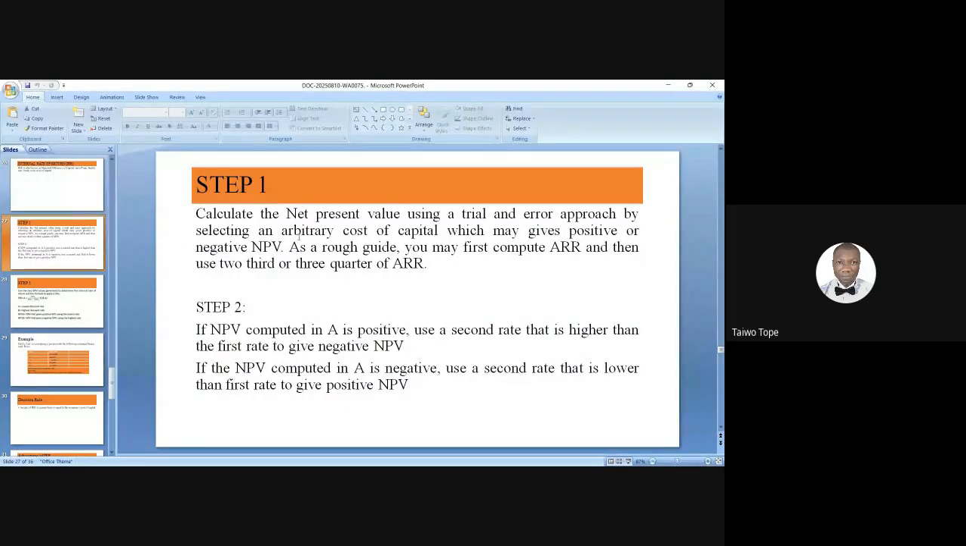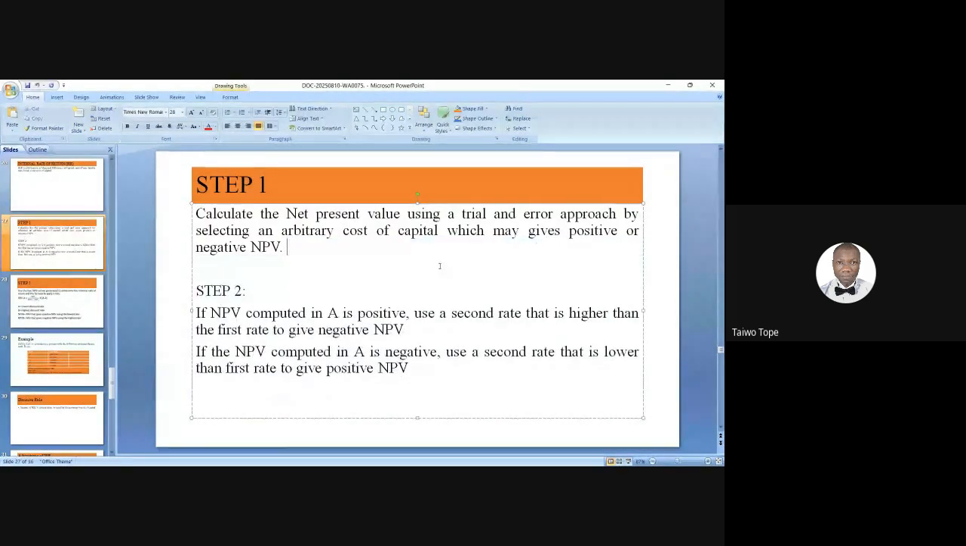Yes, which may give a positive or negative NPV. So step 2 is, if NPV computed in A is positive, use a second rate that is higher than the first rate. It means if you use 5% and you have a positive NPV, for you to get a negative NPV, what will you do?